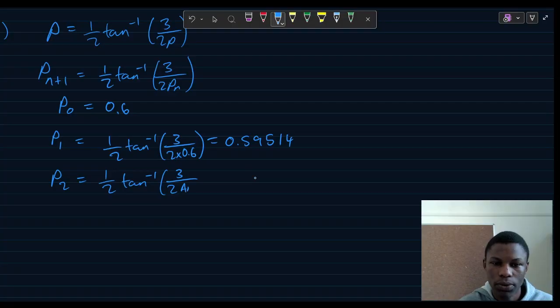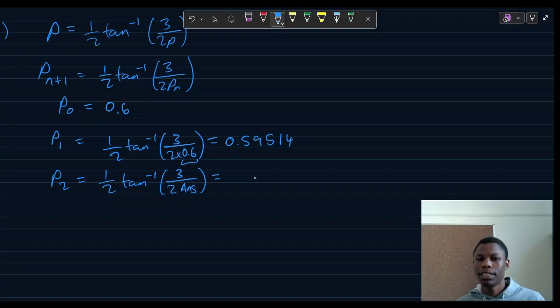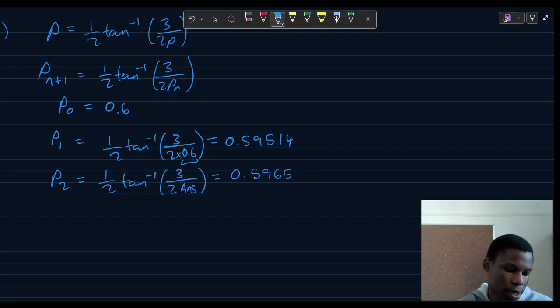So we can use this cool button on our calculator, which is the ANS button. So where you previously had 0.6 or 0.5 or 0.7, depending on what your P naught was, you're going to replace that with ANS. And ANS just has the result of your previous calculation. In this case, our previous calculation denotes the previous iteration. So now you just simply press equals and you get 0.59654 to 5 decimal places.